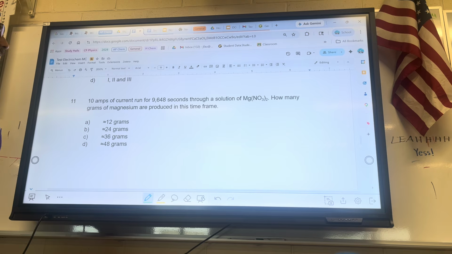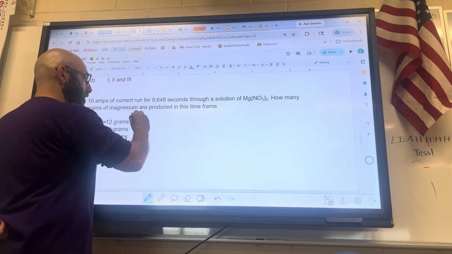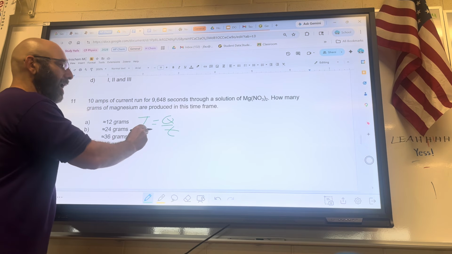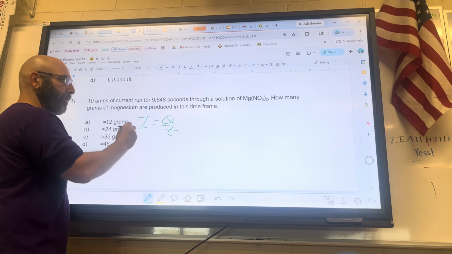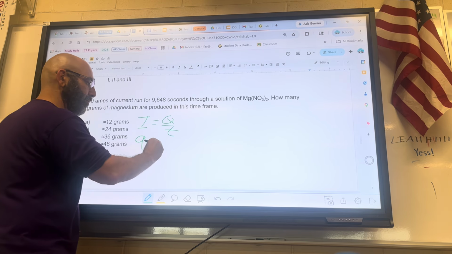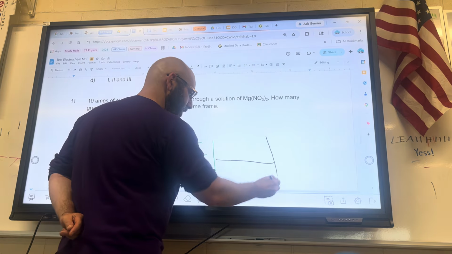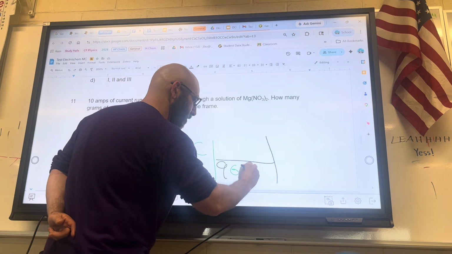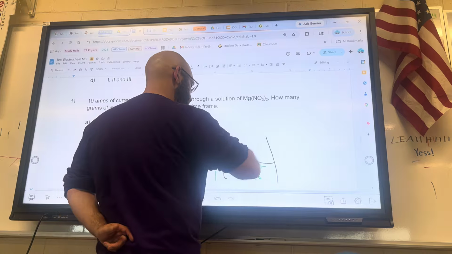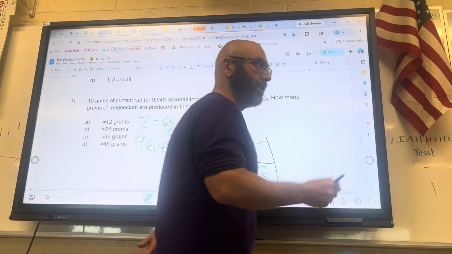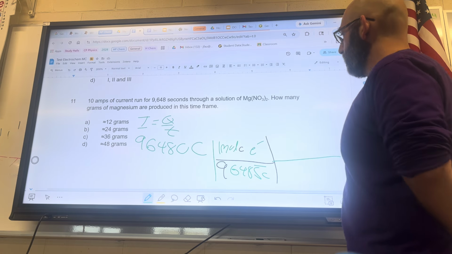All right, so I want to know how many grams of magnesium are produced in this time frame. So we know I and we know T. If we solve for Q, we end up just multiplying the two numbers together. That's how many coulombs we have. There are that many coulombs in a mole of electrons.